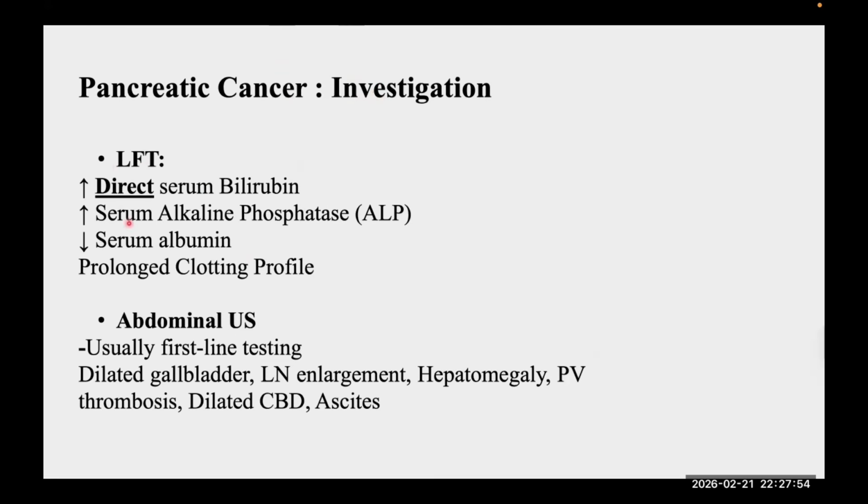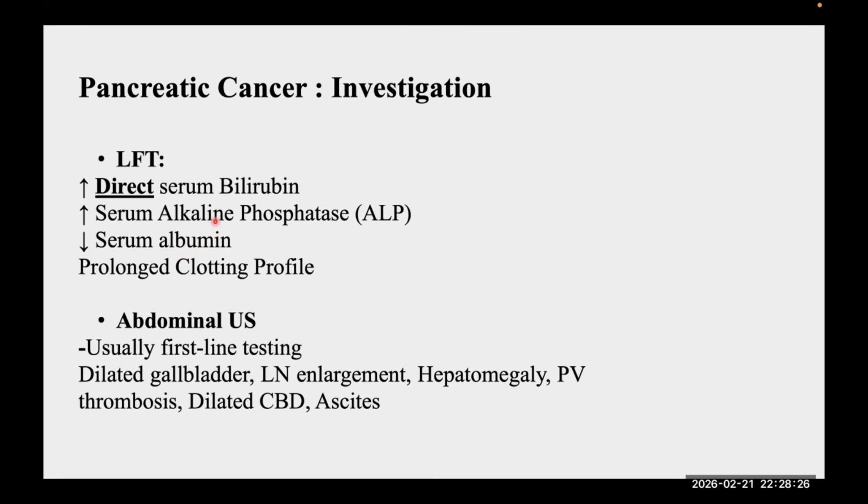Now, what are the investigations and what do we see in them? So we can order a liver function test. The direct serum bilirubin will be elevated, and it's very important to remember that it's the direct because it's an obstructive lesion. And the serum alkaline phosphatase will be elevated. Serum albumin can be low because it can metastasize to the liver. This is not always the case, but it's a possibility that we see the albumin levels low. And then there's the prolonged clotting profile because the liver also synthesizes the clotting factors.